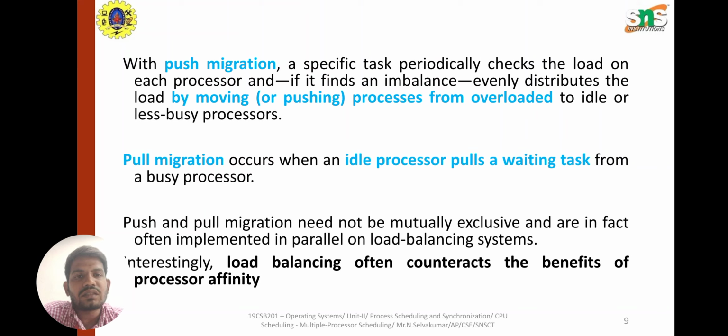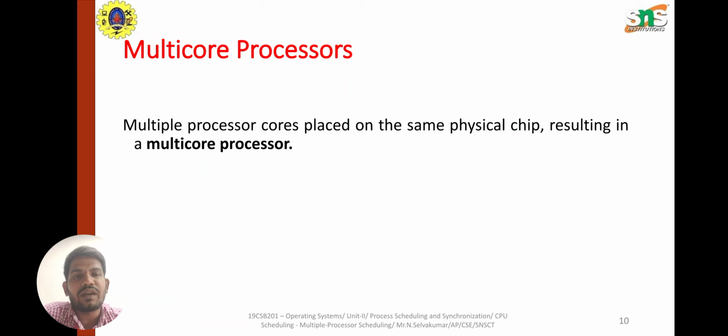Pull migration occurs when an idle processor pulls a waiting task from a busy processor. Push and pull migration need not be mutually exclusive and are in fact often implemented in parallel on load-balancing systems. Interestingly, load balancing often counteracts the benefits of processor affinity.